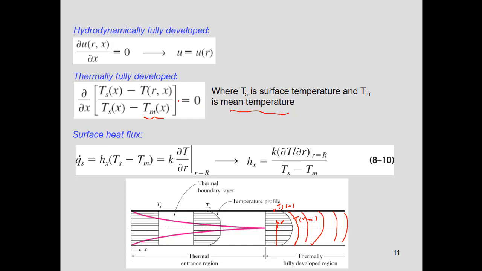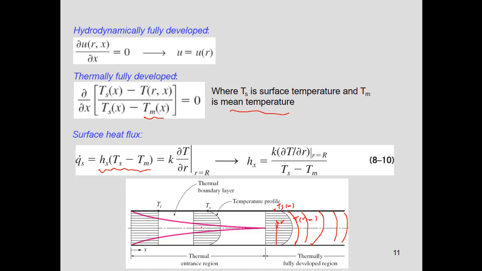So we have these two equations. Now we are interested in calculating the surface heat flux, for example. The surface heat flux is q_s equal to h_x (Ts minus Tm). This is convection between the fluid and the surface, and this equation is Newton's law of cooling. Ts is the temperature of the surface, Tm is the average temperature of the fluid. It is equal to k ∂T/∂r. This is the conduction.